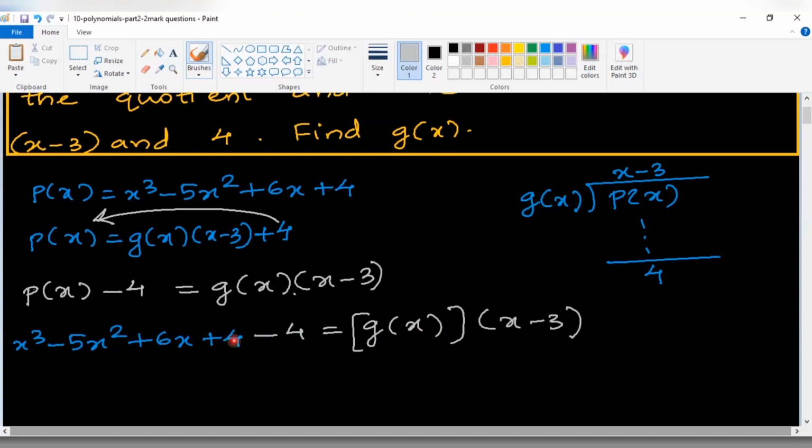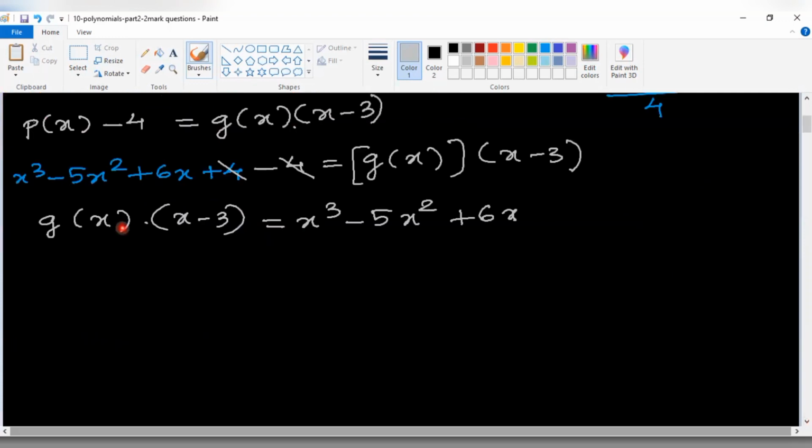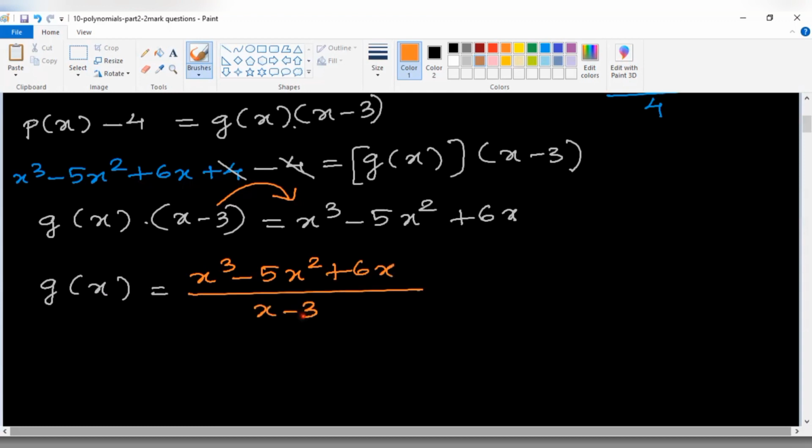See, 4 minus 4, this term will get cancelled. So what we have now is g of x into x minus 3 is equal to x cube minus 5x square plus 6x. From here, we will get the value of g of x. See, g of x is the same as, let us take this x minus 3 to the right side, x cube minus 5x square plus 6x divided by x minus 3.